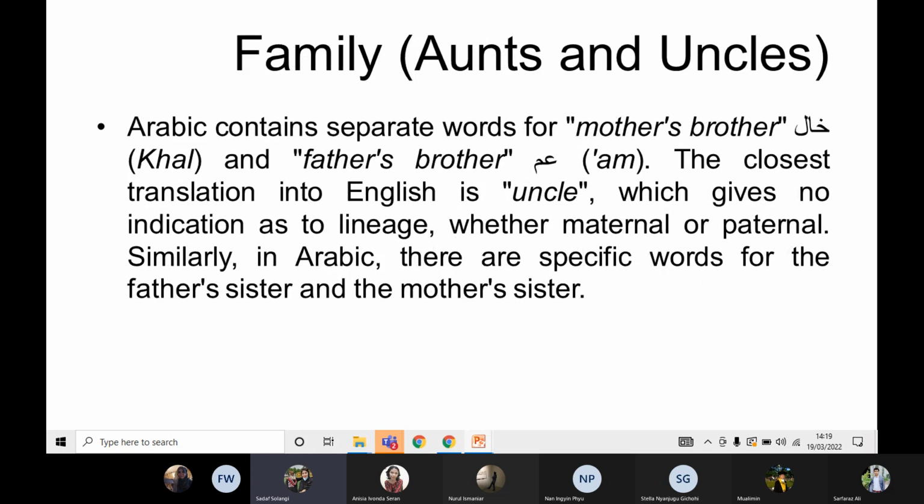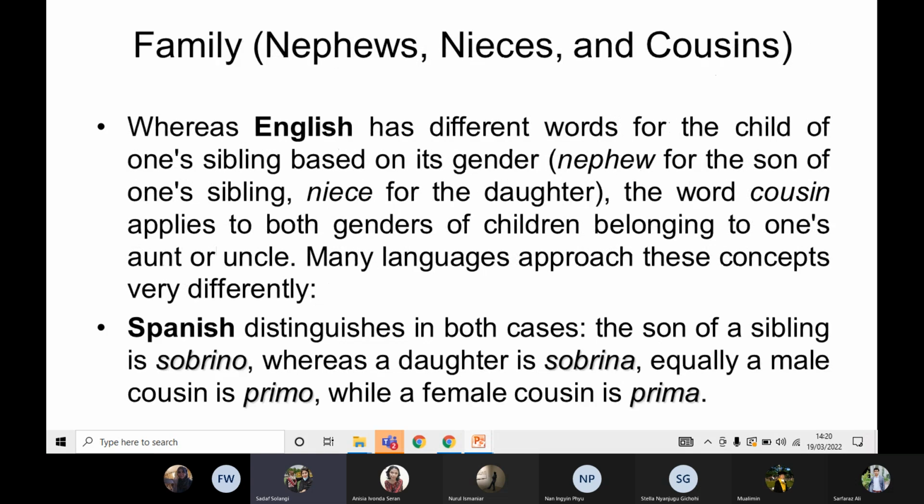Yeah. Then comes the aunts and the uncles. Arabic contains separate words for the mother's brother, a khal, and the father's brother. The closest translation into English is uncle, which gives no indication as to lineage, whether maternal or paternal. Similarly, in Arabic, there are specific words for the father's sister and mother's sister. Also, the same system exists in other languages. I don't know about others, but yes, indeed, we have it in both languages, like in Urdu and Sindhi. We have different words for these, like we call the mother's brother mamu and the father's brother chachu.